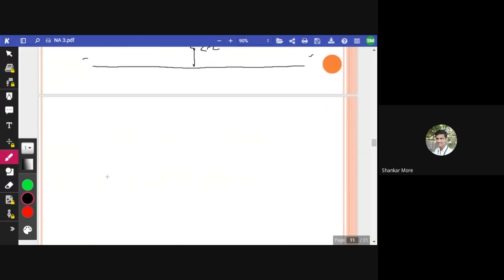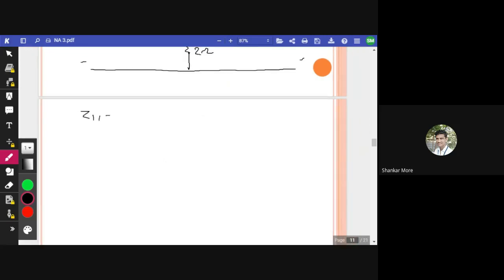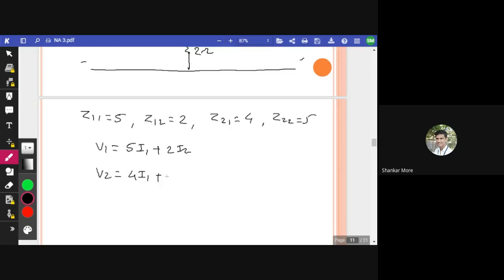As you wrote, Z11 is equal to 5, Z12 is equal to 2, Z21 is equal to 4 and Z22 is equal to 5, right? So from this I can make the equations. How can I make the equations? V1 is equal to 5I1 plus 2I2 and V2 is equal to 4I1 plus 5I2. So this is my first equation, this is my second equation. Okay, so this is how I made the equations.